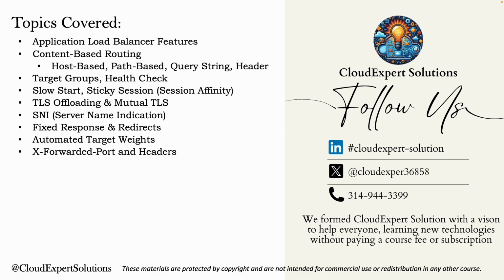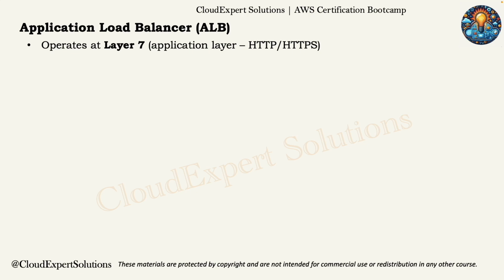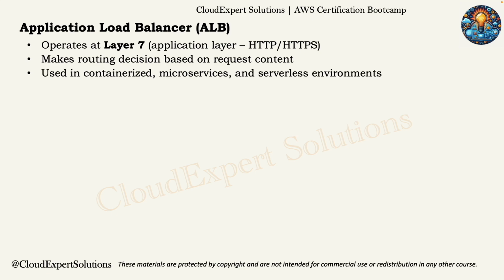So let's get started. Application Load Balancer operates at layer 7 or OSI layer 7, which is application layer, and it can work with HTTP and HTTPS traffic. ALB can route the traffic based on request content. That is why Application Load Balancer can be used in containerized, microservice, and serverless environments.